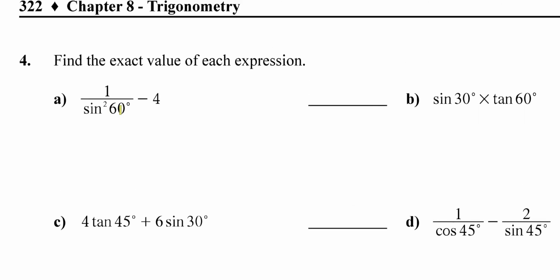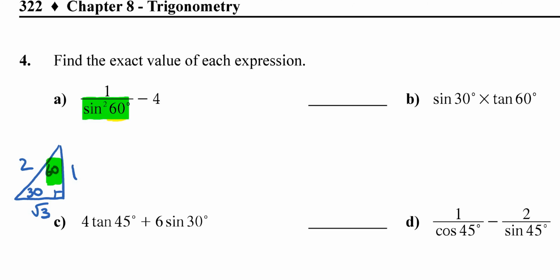Okay, so I see a 60 degrees right here. Let me just draw the 30, 60, 90 triangle one more time here. So this is my 60, 30, this is going to be 2, 1, root 3. Okay, so I need to evaluate sine squared of 60 degrees.